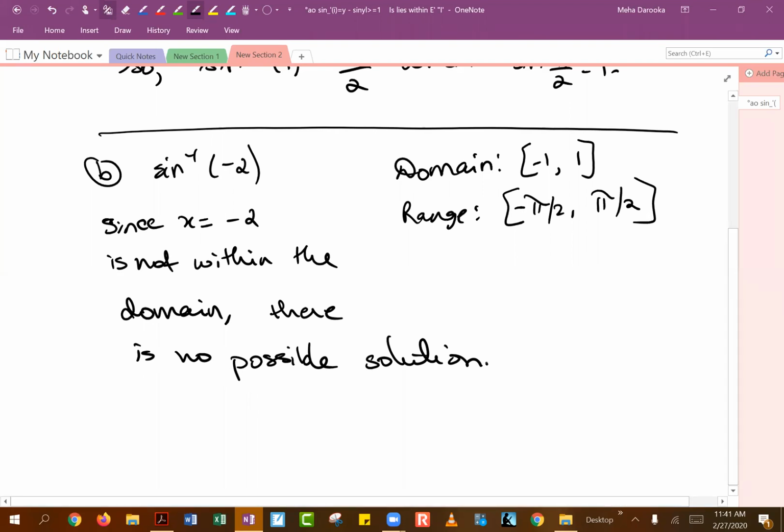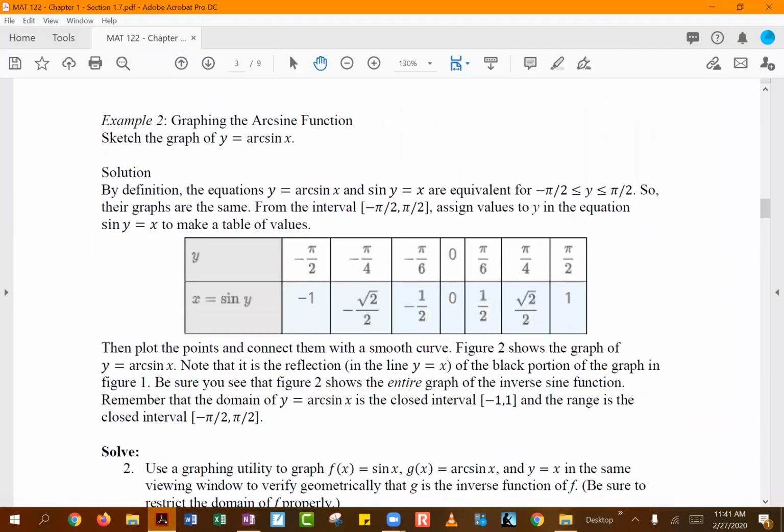Okay. Now we're actually looking at how we can go about graphing these inverse functions.